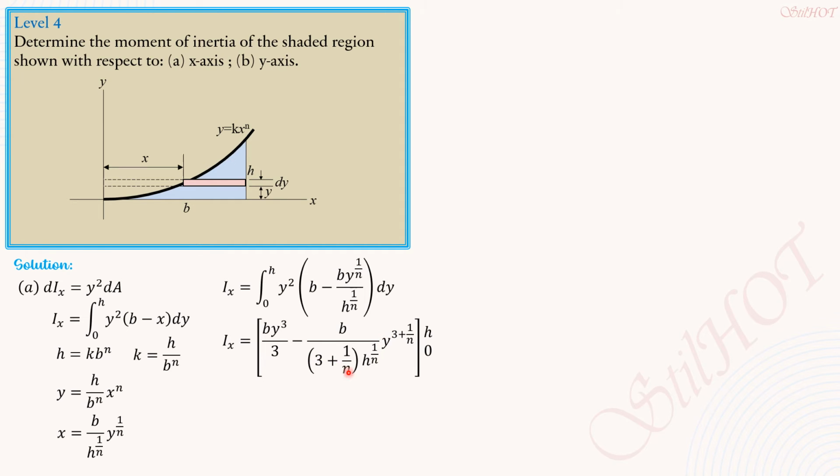Then simplifying the denominator, this is 3n plus 1 over n. And the denominator n is transferred to the numerator by algebra.